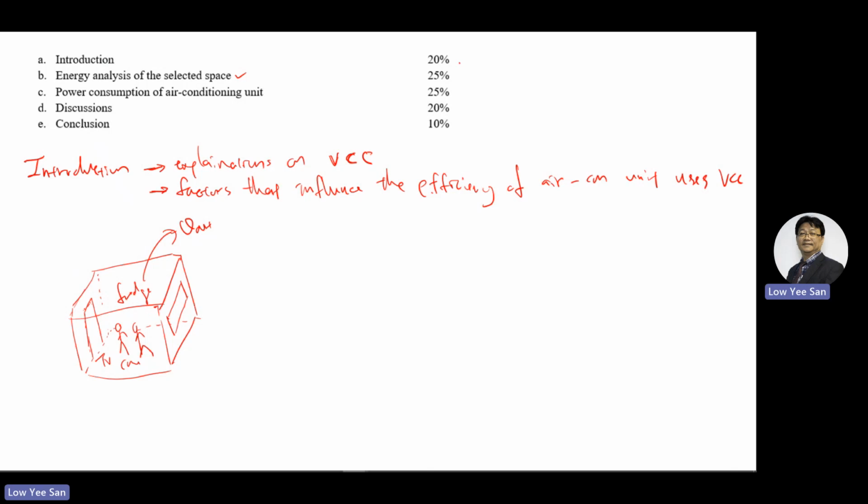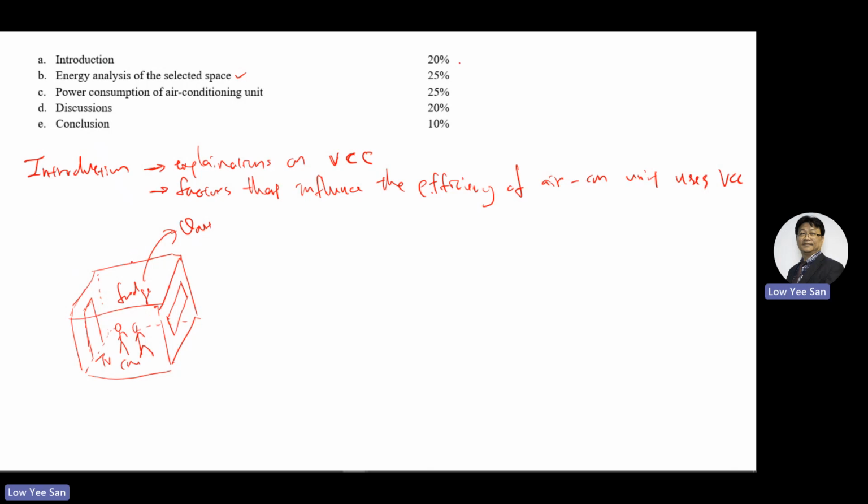Not sure. You want to put like a karaoke set, TV set, massage chair, I'm not sure. If you want to put that, you can. Okay, so just assume a few electronic equipment, and then you need to go and search literature.